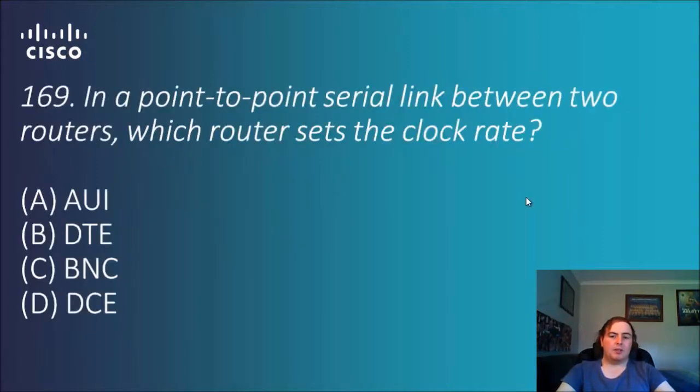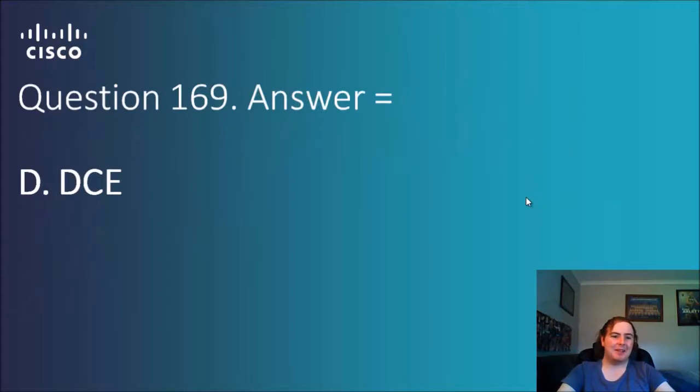169, in a point-to-point serial link between two routers, which router sets the clock rate? AUI, DTE, BNC, DCE. I seem to remember this one somehow after doing a couple of those Cisco labs that have those involved. The answer for this one, again, is more of a rote memory one to remember. The answer is D, DCE.